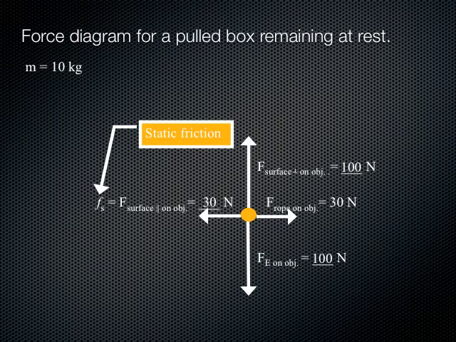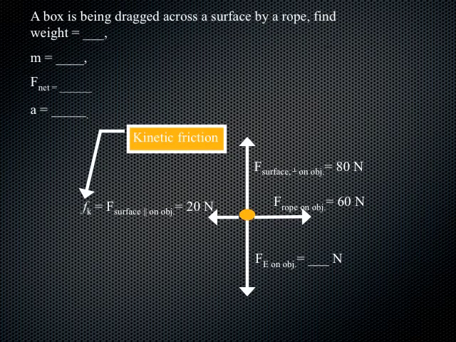Considering this, if this is the maximum friction, what must be the coefficient of friction, mu subscript s? Use your formula to figure out what that must be. Again, the box is being pulled, but this time it's being dragged across the surface. So it's an example where kinetic friction is applied, the sliding friction as the box is sliding across the surface.